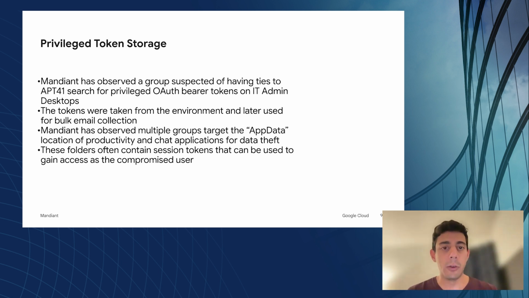We also see cases where threat actors look for specific desktop applications that access the cloud and the tokens that those desktop applications need to perform that access. So oftentimes these tokens are going to be saved to well-known locations. In Windows, this is often the app data folder. And we've observed threat actors targeting those app data folders for collection and then later authenticating to those cloud platforms using tokens that were stored by the thick client applications in those folders.